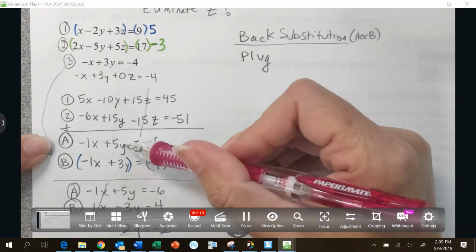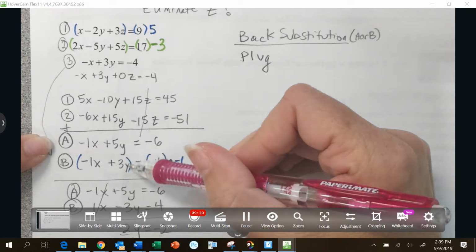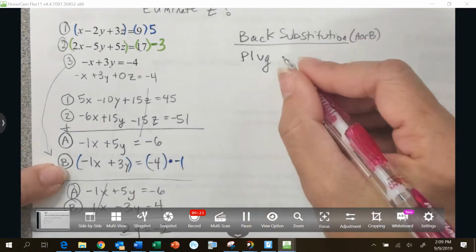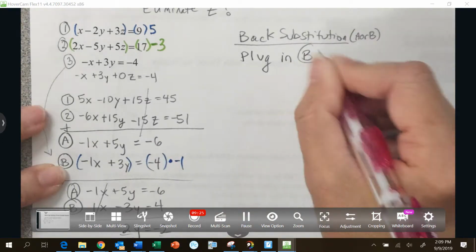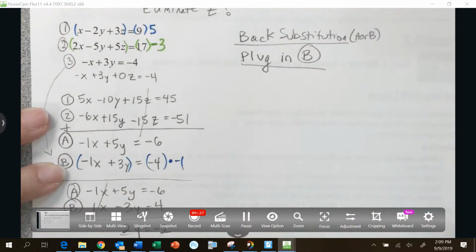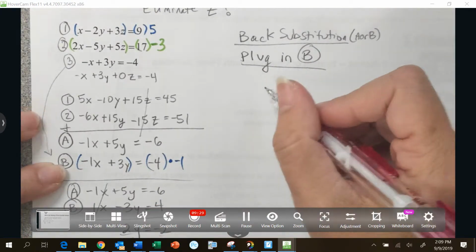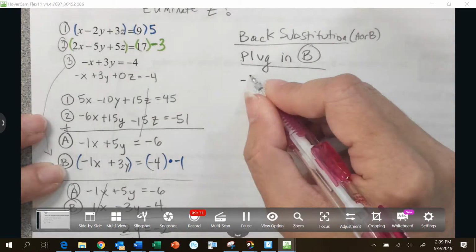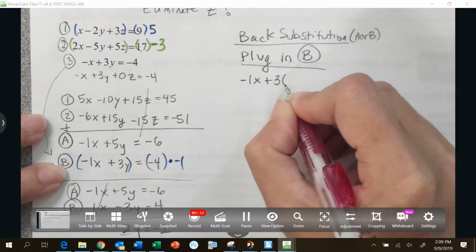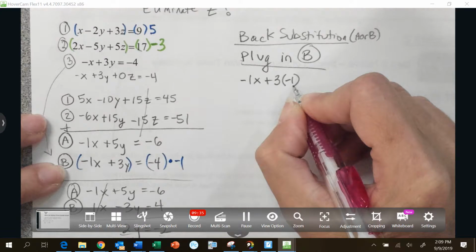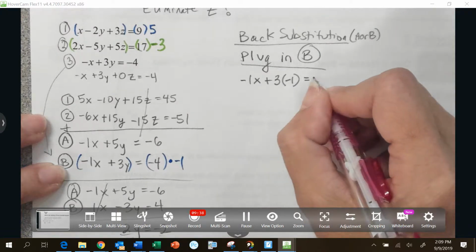Which equation would you like to plug in the y? Let's do B. I say B. A. It does not matter. It's A or B. I'm going to do B. So negative 1x plus 3 times negative 1, which is what I got for y, equals negative 4.